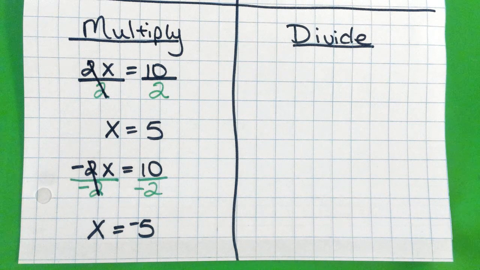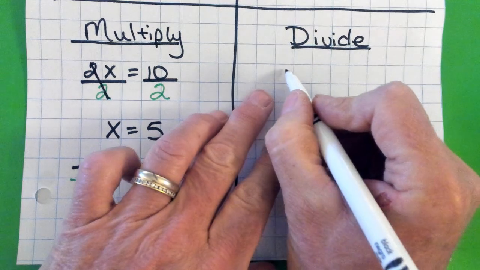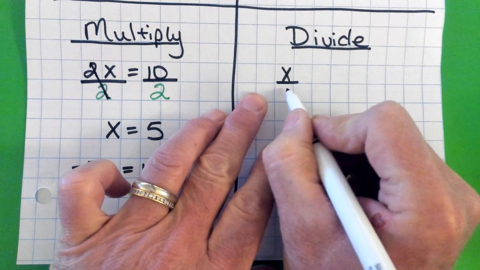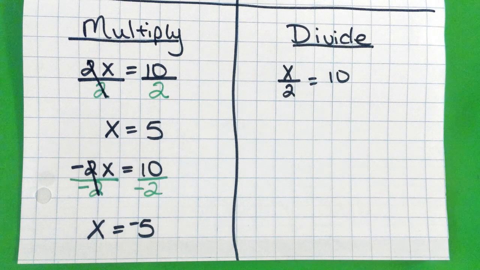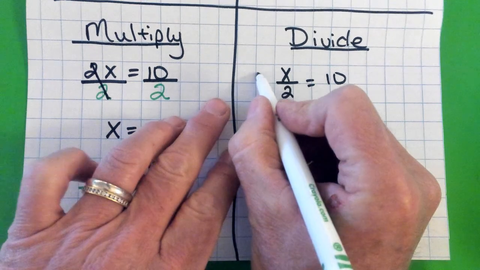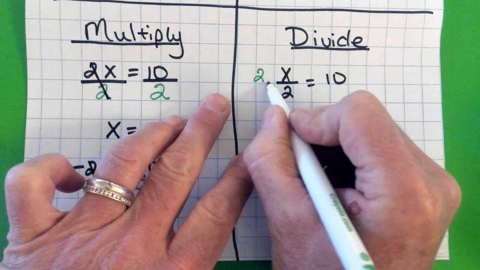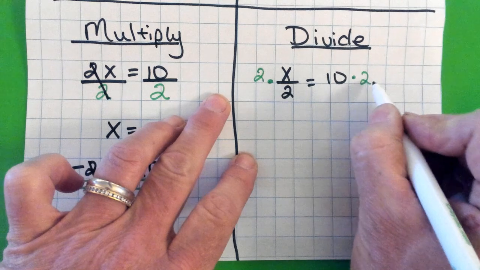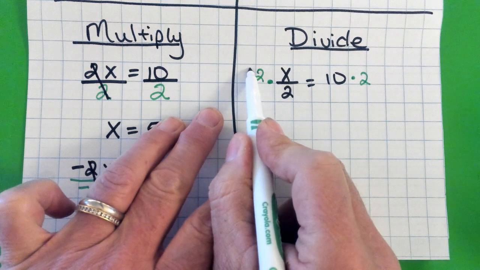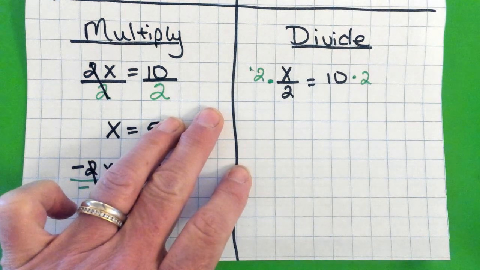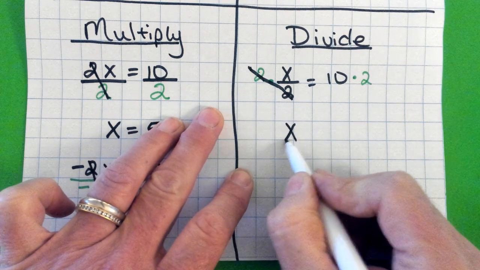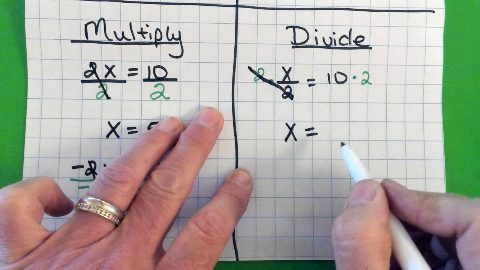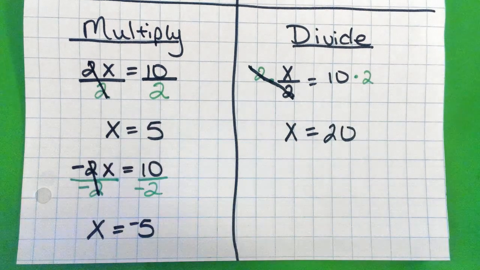Okay, the next one, divide. Say I've got an x divided by 2 equals 10. Well, the opposite operation for division would be multiplication. So I'm going to times 2 on both sides of the equal sign. A times 2 and divide by 2, let me switch colors, will cancel out, and x is isolated by itself, and it equals 10 times 2, 20.